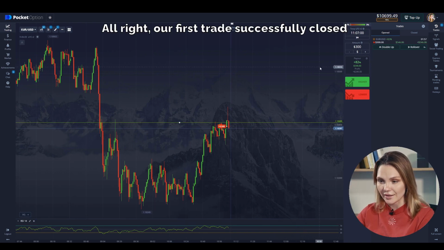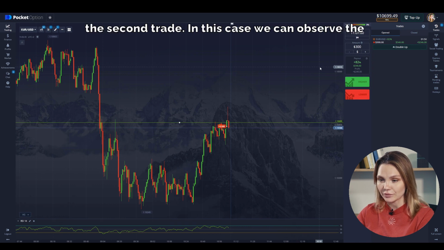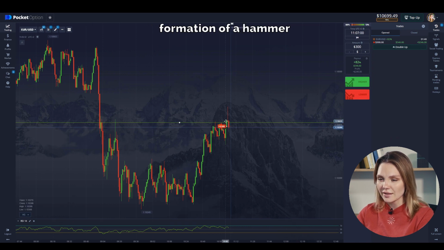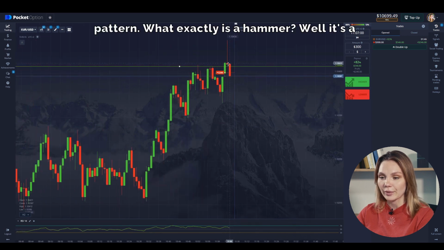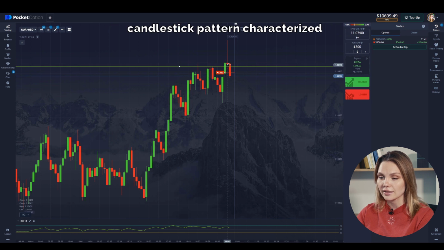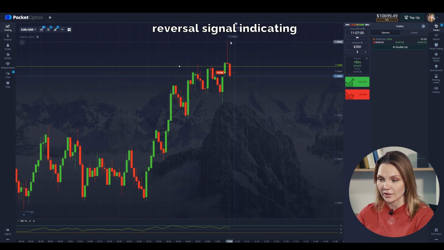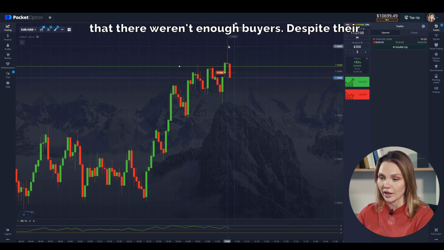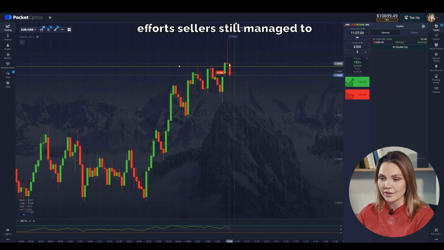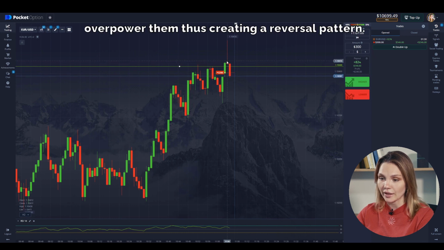Alright, our first trade successfully closed with profit. Now let's focus on the second trade. In this case, we can observe the formation of a hammer pattern. What exactly is a hammer? Well, it's a candlestick pattern characterized by a long shadow, a small body, and it serves as a reversal signal indicating that there weren't enough buyers. Despite their efforts, sellers still managed to overpower them, thus creating a reversal pattern.